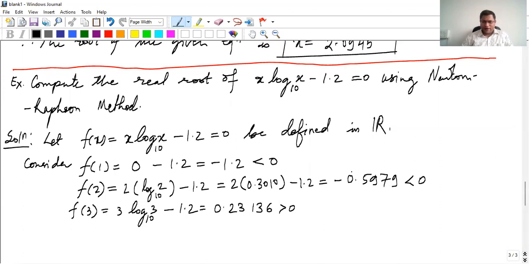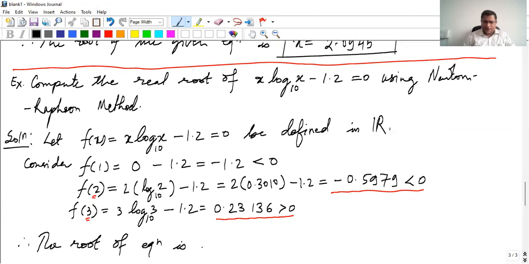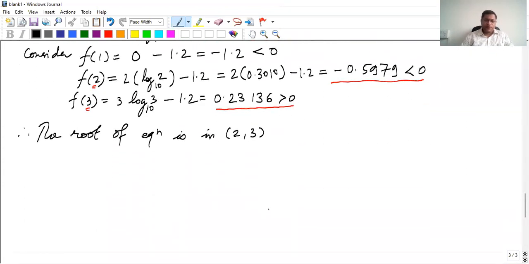Yes, sir. Okay, so you can see here, this value is less than 0, whereas this value is greater than 0. So root lies between 2 and 3. Okay, and hence we can say the root of the equation is in the interval 2, comma 3. Because for 2 it is going to be negative, for 3 it is going to be positive, and hence the root is in between 2 and 3.